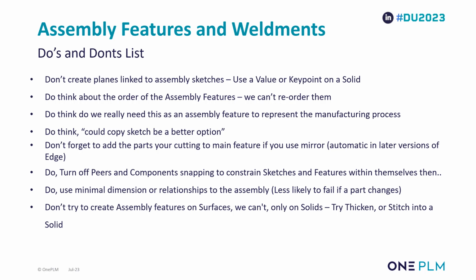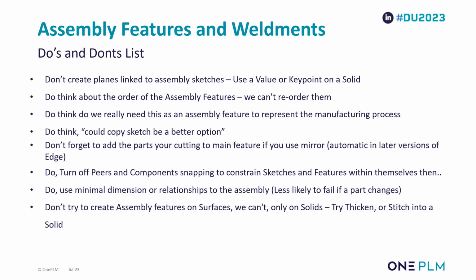Do we really need this as an assembly feature to represent the manufacturing process? Is there any reason we can't put this in the part? Does it really need to be at this level? Do you think copy sketch could be a better option? So what we can do is create a sketch in the assembly, copy that sketch associatively down into the part, and then use that sketch to create those items. That can be a better option in many instances.